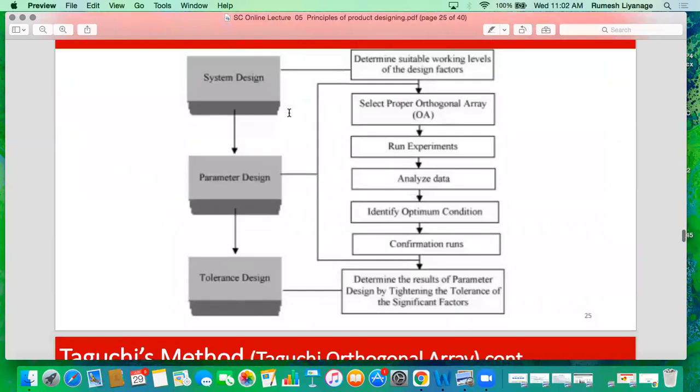Here also you can see clearly there are three stages. System design is the suitable working levels of the design factors, and under the parameter design, select the proper orthogonal array, how many factors, how many levels, and run the experiment and get the design. As we have discussed, we can use software like Minitab and input how many factors and levels, then you can get the design. Then use this design, run and analyze the data, identify the optimum conditions and confirm.